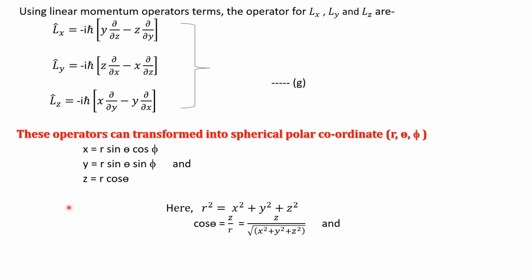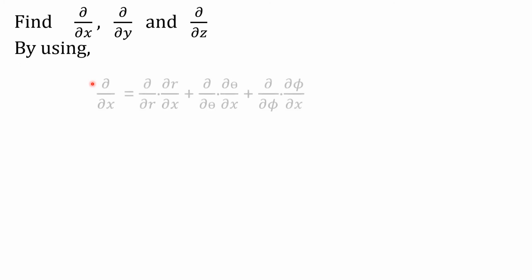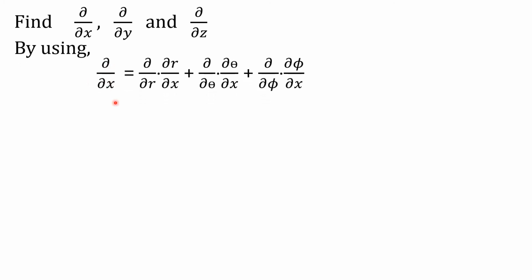Now differentiate r, theta and phi with respect to x, y, z and find the separate terms: del by del x, del by del y and del by del z. Hence we find each and every term, del by del x firstly, then del by del y and del by del z. Now how do we find the value of del by del x? By using the equation del by del x equals del by del r into del r by del x.